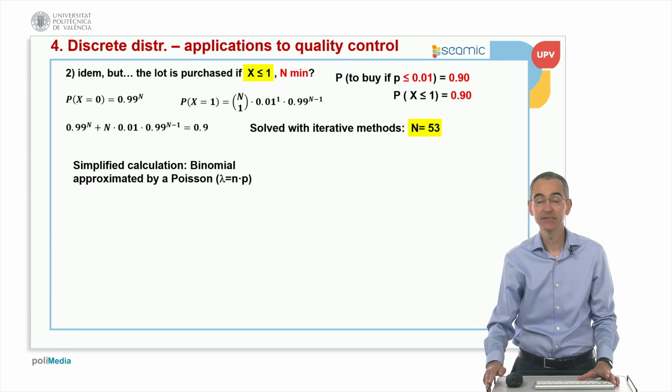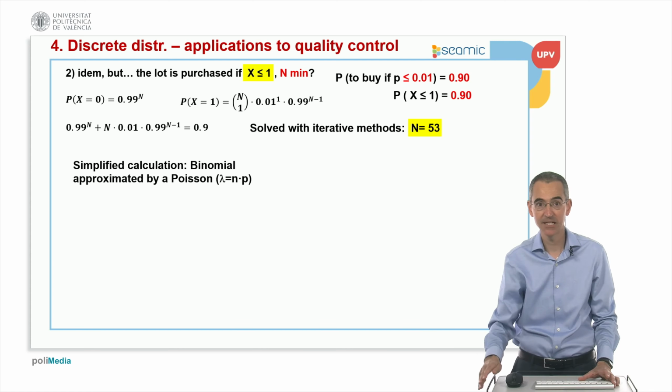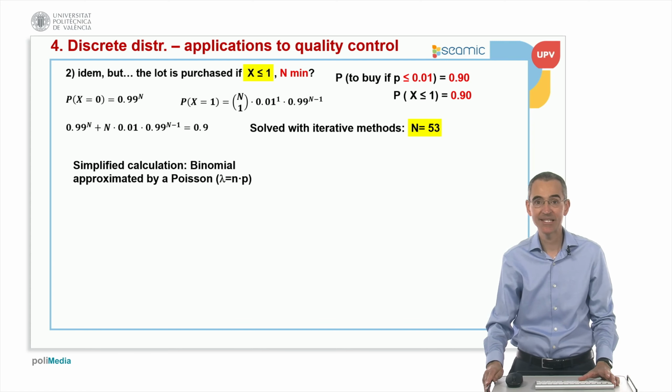But we can simplify the calculations by approximating the binomial with a Poisson distribution. The Poisson has a single parameter that we call lambda. If the Poisson and the binomial have the same kind of distribution, they will have the same mean.